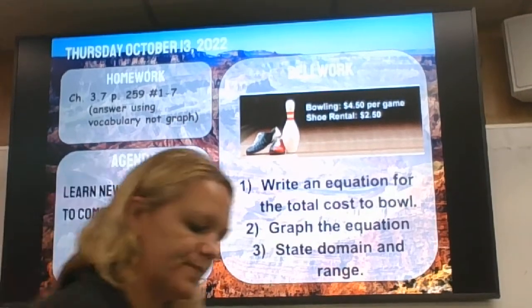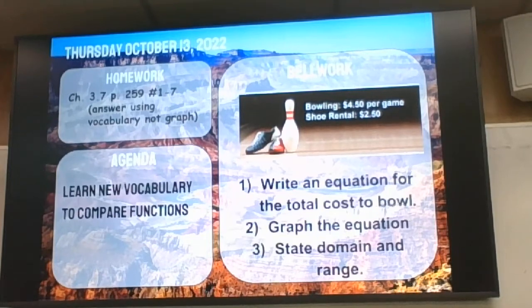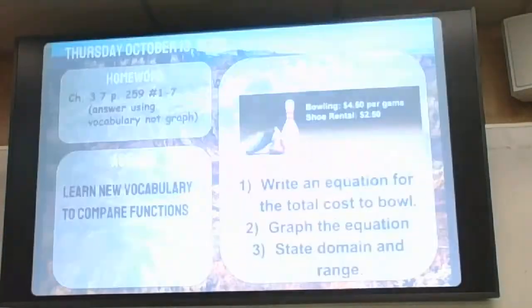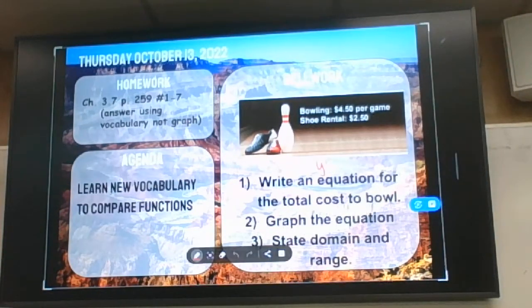So, yesterday we did graphing slope-intercept form. So when I look at this bowling picture, I hope some of you were already able to write an equation, and the equation I'm looking for is y equals mx plus b with a slope and a y-intercept.